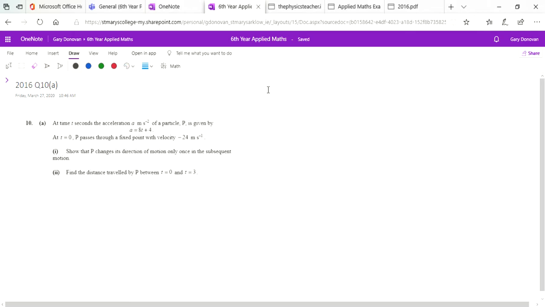In this question we have at time t seconds the acceleration a of a particle is given by the equation a equals 8t plus 4. At t equals 0, so that's our first limit of integration, p passes through a point with a velocity of minus 24. Show that p changes its direction of motion only once in its subsequent motion.